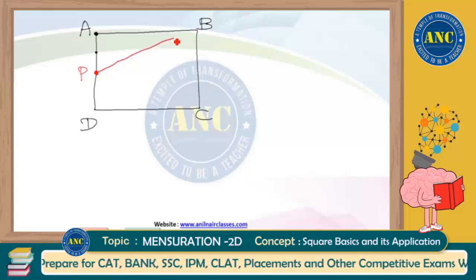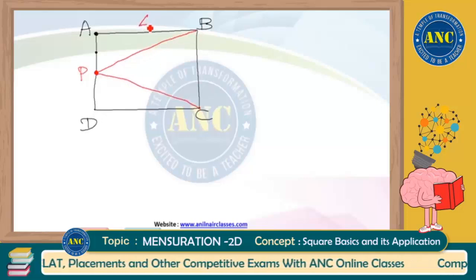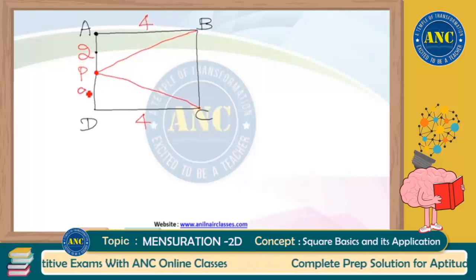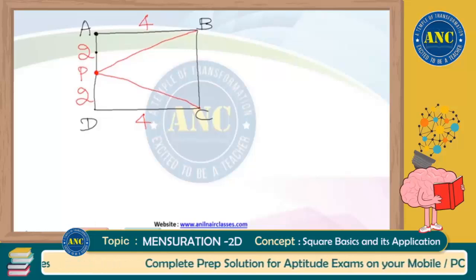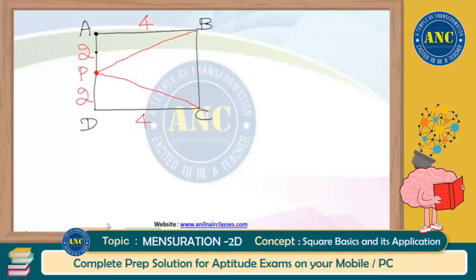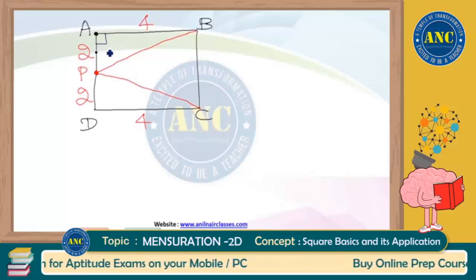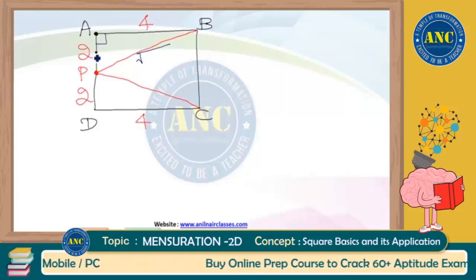That means they are asking you the BP plus CP value. This is 4, this is 4. So AP should be 2 and PD should be 2 right now. Then your value will become, this is 90 degrees, this is 90 degrees. So this will be square root of 4 square plus 2 square.